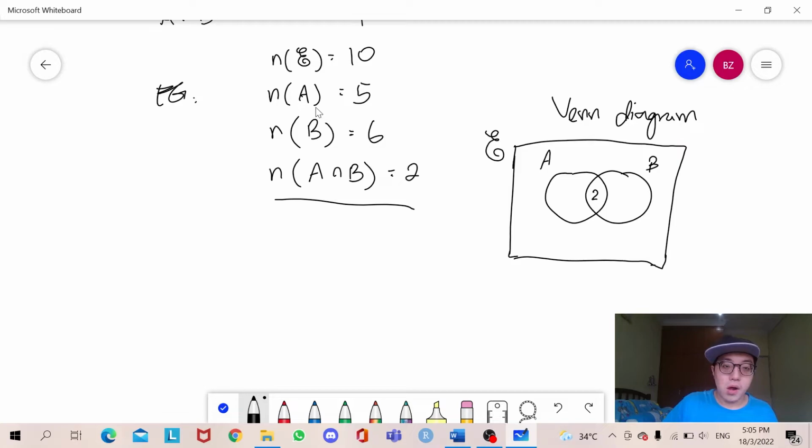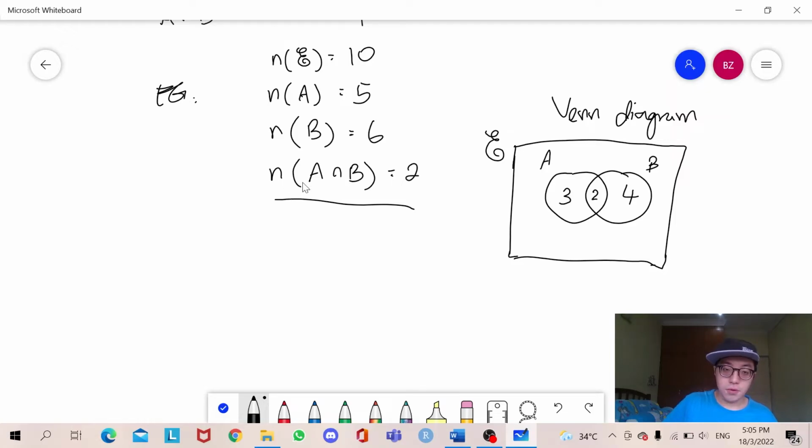The number of elements of A is 5, which means 5 minus 2, so here is 3. It goes the same for the B part. If you check here, the number of elements of A includes 3 plus 2, which equals 5, and the number of elements of B is 4 plus 2, which equals 6, and that's correct.